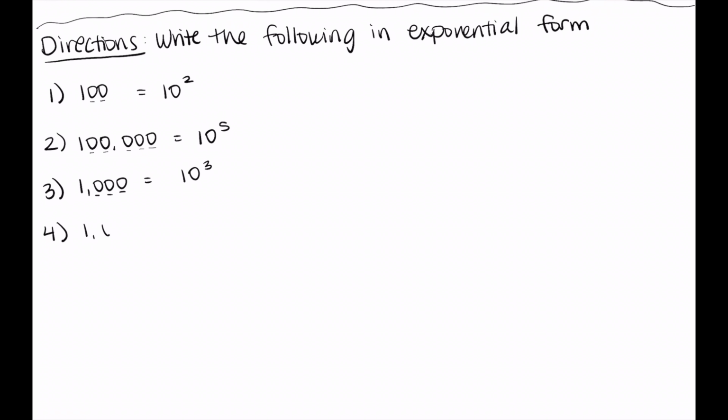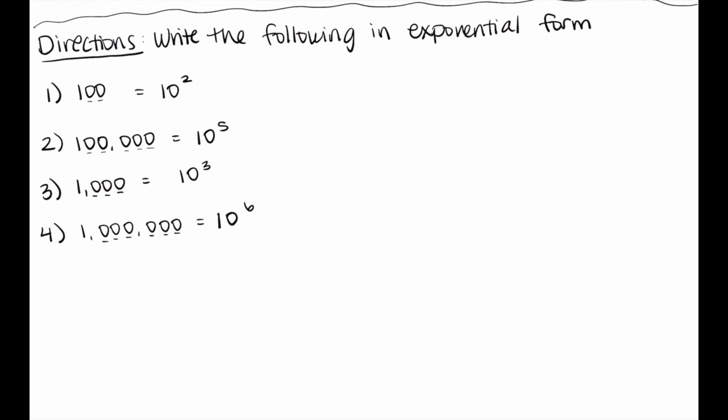And now for our last one, we have 1 million for number 4. Now this 1 million, we know the base is still 10. We're going to count up all the zeros, and we have 6 zeros. So 1 million is equivalent to 10 to the 6th.